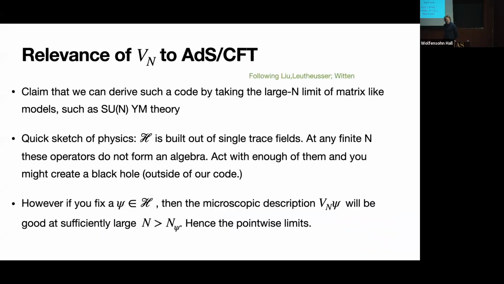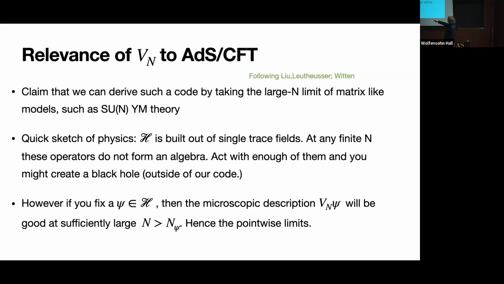Okay, good. So now I've flashed this theorem. I will also tell you another statement about this, which is that this kind of map and this kind of quantum error correcting code, we can directly derive, up to some assumptions, just by thinking about how you would usually take the large n limit in a matrix-like theory, which is relevant for AdS/CFT. And I think a quick sketch of the physics that's going on here.